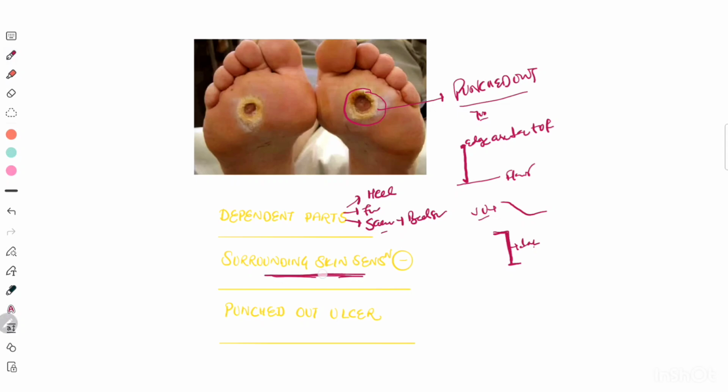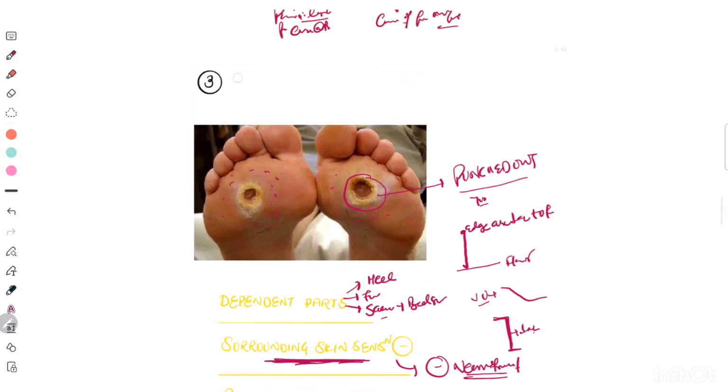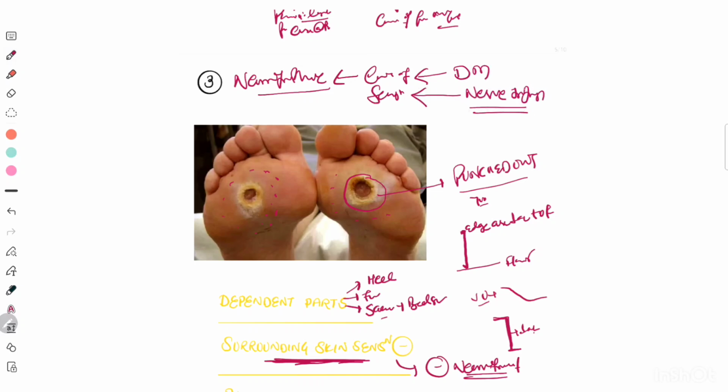And if you check the skin sensation surrounding the ulcer here like this, it can be absent in a neurotrophic ulcer. So this type of ulcer is punched out, and these types of ulcers are known as neurotrophic ulcers due to the loss of sensation, which can be secondary to diabetes mellitus or any nerve injury. So these types of ulcers are known as neurotrophic ulcers. So you have to check the sensation of the surrounding skin in this case.